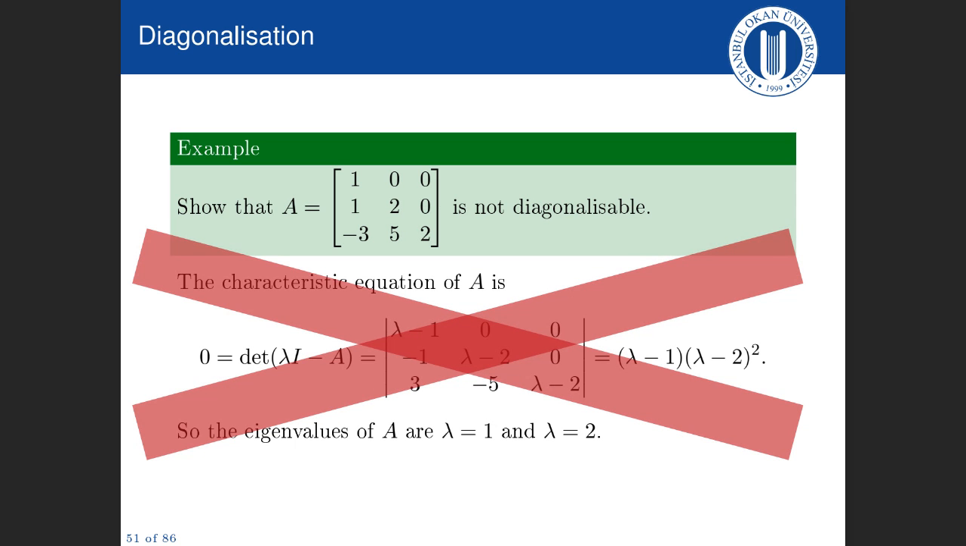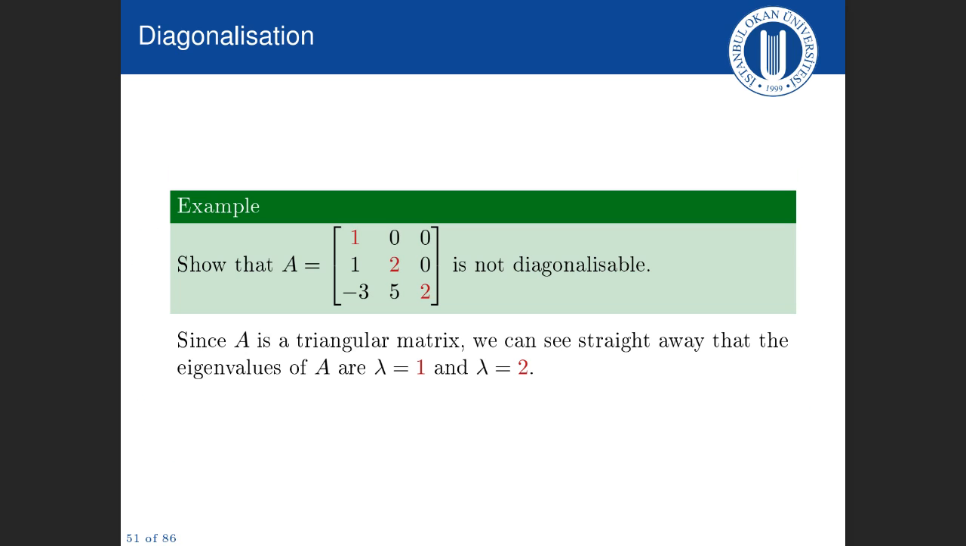Actually, no, we don't want to do this. This is a triangular matrix. If we have a triangular matrix, we can read off the eigenvalues straight away. We don't need to waste our time doing the characteristic equation for a triangular matrix. Straight away, we can see that the eigenvalues are 1 and 2.